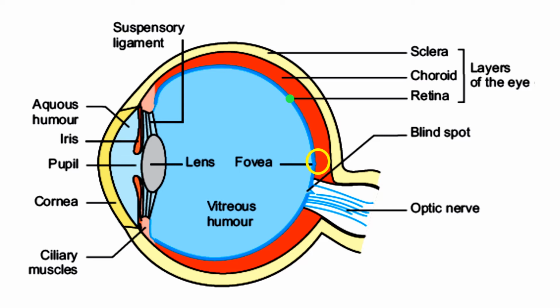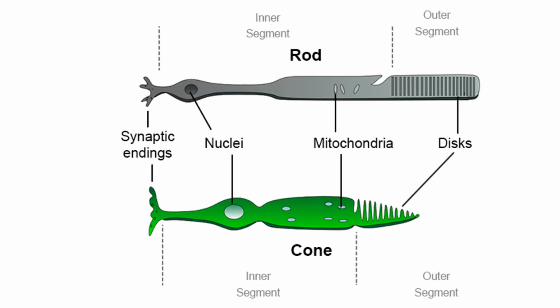Optic disc is a point on retina where the optic nerve enters the retina. There are no rods and cones and no images formed. That's why it is known as a blind spot. So let's see what rods and cones are. Rods and cones are specialized receptor cells in retina which convert light into nerve impulses, and these nerve impulses are then carried to brain through optic nerve.